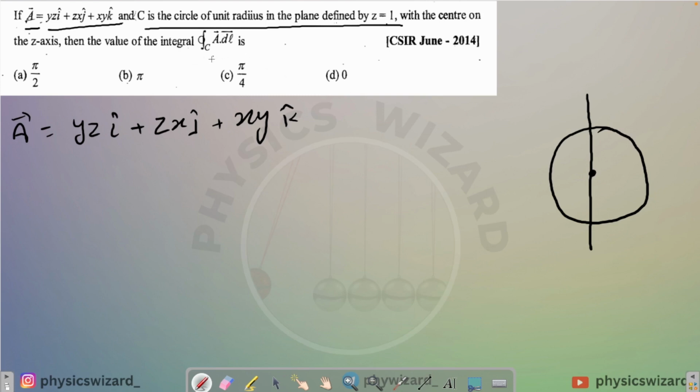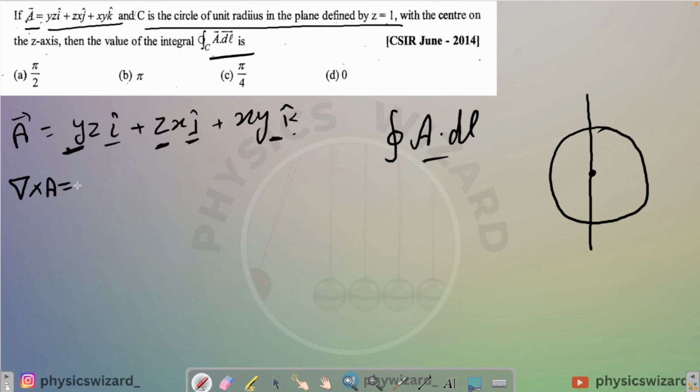We have to find the value of the line integral over a closed loop of a dot dl. Let's see the method to solve this type of question. Actually, this is a special equation. When in any equation there is no x term in the i cap direction, no y term in the j cap direction, and no z term in the k cap direction, in such an arrangement, the curl is always 0.